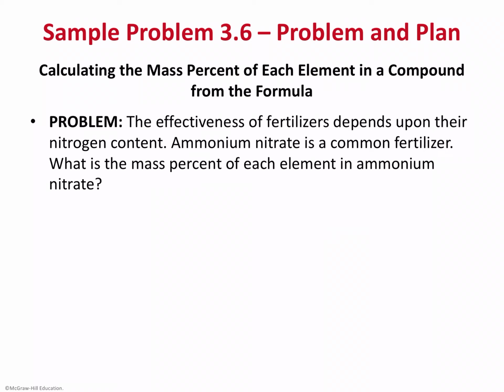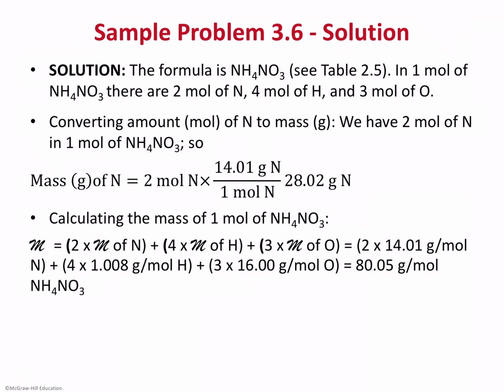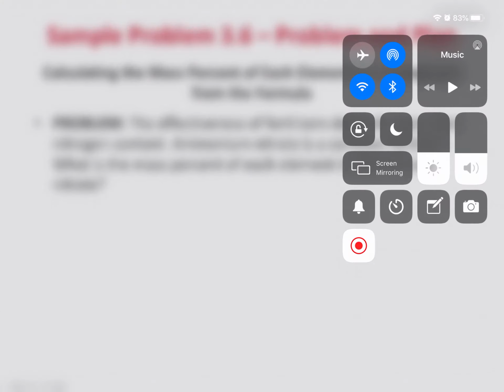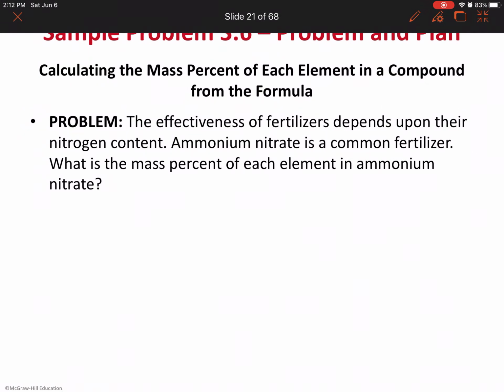The first example is asking: ammonium nitrate is a common fertilizer. What is the mass percent of each element in ammonium nitrate? So what is the first thing that we need to do? We need to first find out what the formula for ammonium nitrate is. So let's go ahead and write the formula for ammonium nitrate.